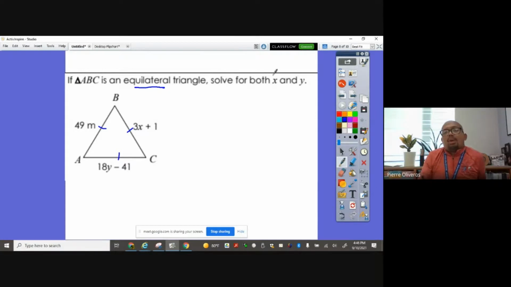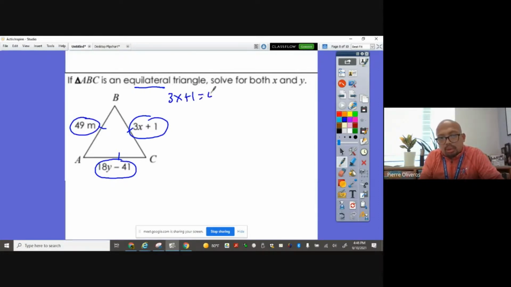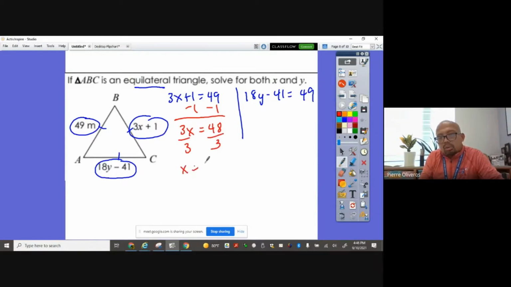Okay, there you go. If triangle ABC is equilateral, equilateral means all the sides are equal. Solve for both x and y. So all the sides there are equal because it's an equilateral triangle. So I can solve 3x plus 1 is equal to 49. And the other one is 18y minus 41 is equal to 49. Solve for this, subtract 1, subtract 1. That gives me 3x equal to 48. Divide by 3, divide by 3. x equal to 16.